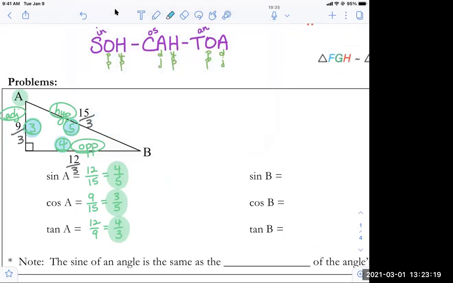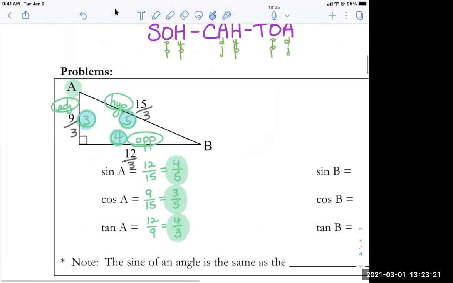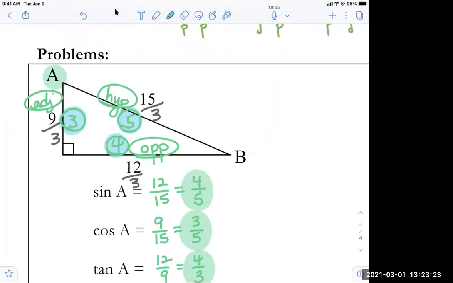So the sine of B. When you go to do the sine of B, now we're standing on B, what has changed? Has the hypotenuse changed? Has the opposite changed? Has the adjacent changed? Have all of them changed? What do I need to change now? Because when I jump over to B, I now have a different perspective. What changes? The adjacent and the opposite.